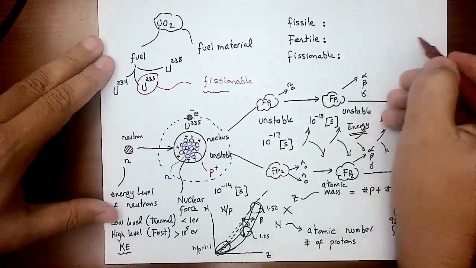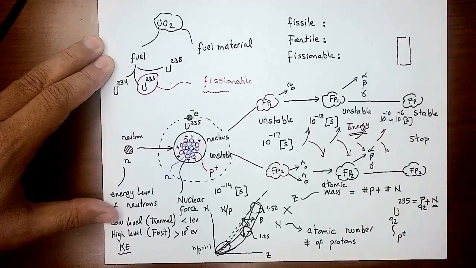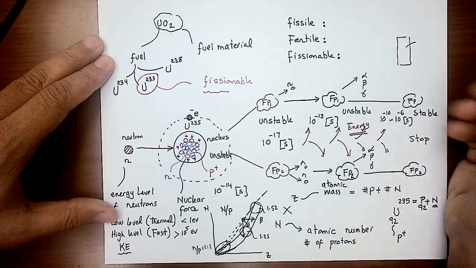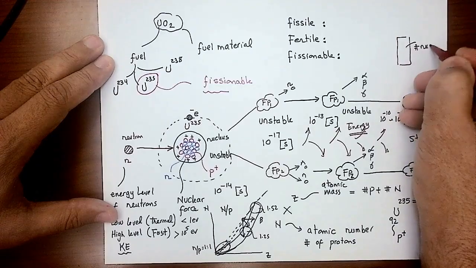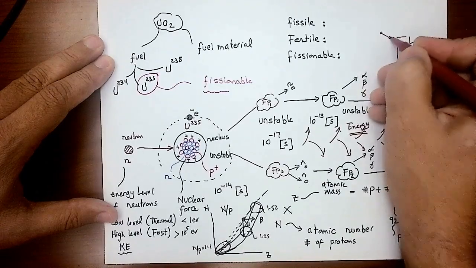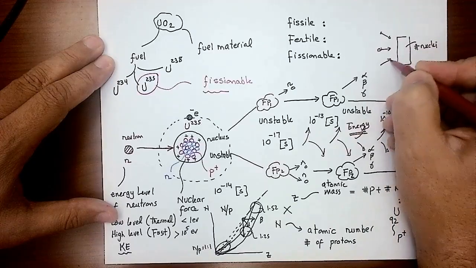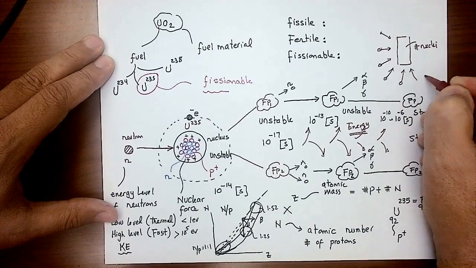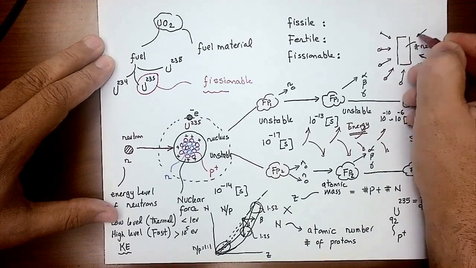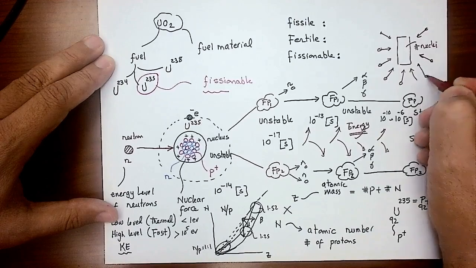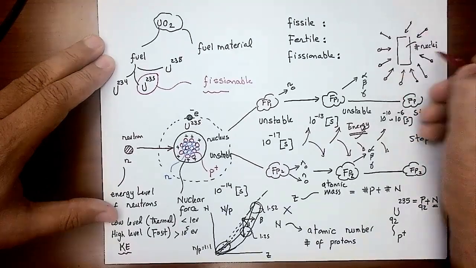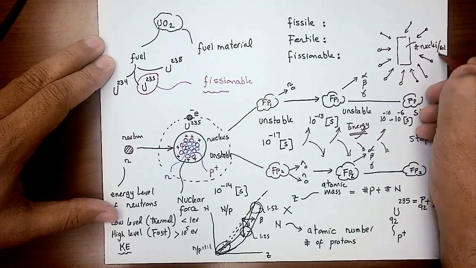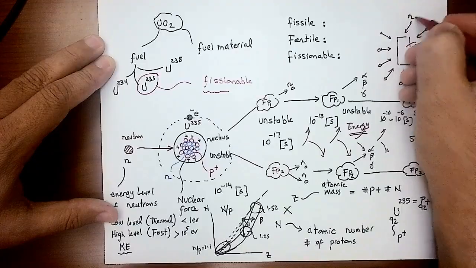In reality, in that fuel pellet, we don't have a single nucleus. We have a large number of nuclei, right? So there is a number of nuclei, and you are hitting this fuel pellet with a large number of neutrons. So we are not just dealing with a single neutron hitting a single nucleus. We have a large number of nuclei per unit volume, and we have a large number of neutrons surrounding here.